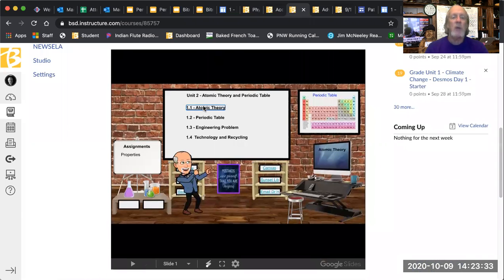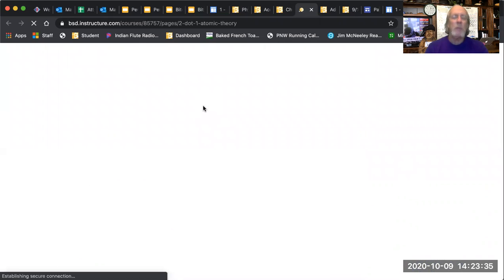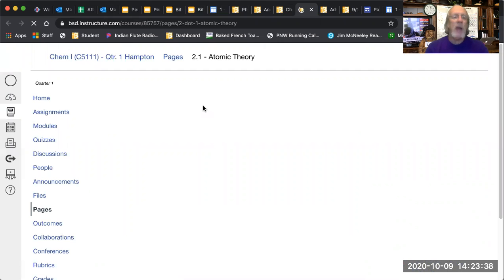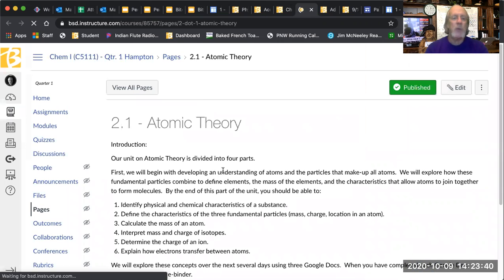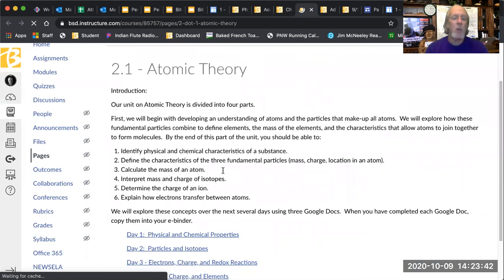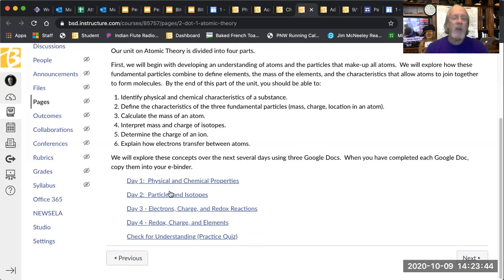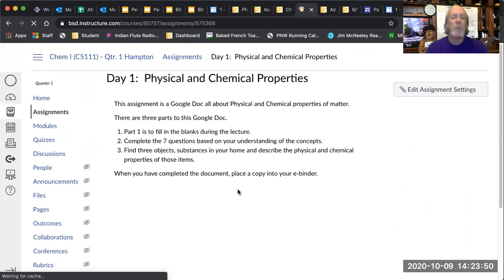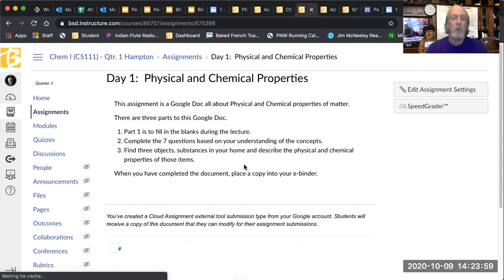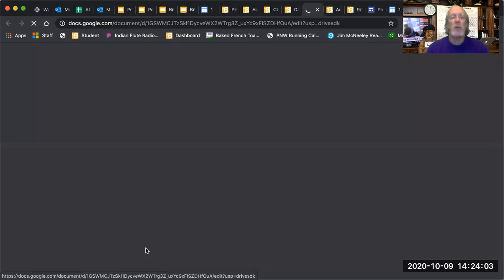I'm going to go to atomic theory, and it brings us to a page that has several assignments built into it. Of these 5 things in here, we're going to start out right now with physical and chemical properties. That is going to open up a new assignment. This assignment has 7 questions and a little bit of homework for you to do. I'm going to zip right over to atomic theory notes.